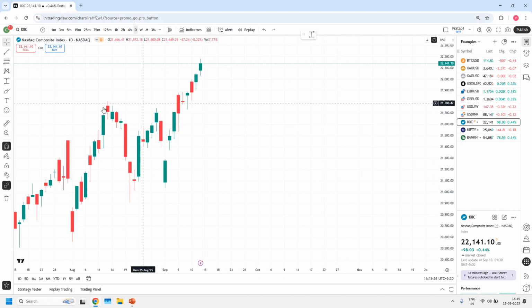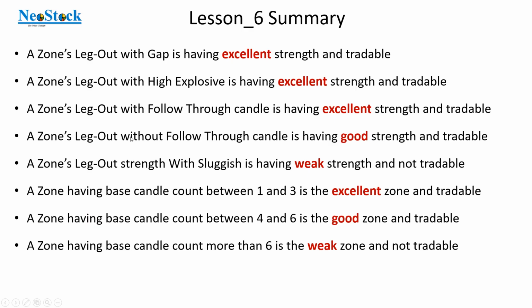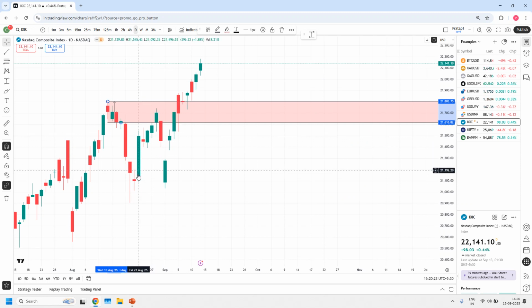Okay, here you see, you have a rally candle, and 1, 2, 3, 4 base candles. Let me draw a supply zone here. See this leg out? This is a high explosive, very large leg out. This is a normal candle with a large range. This is a very high large. A very high large candle is called a high explosive leg out. High explosive means very large candles.